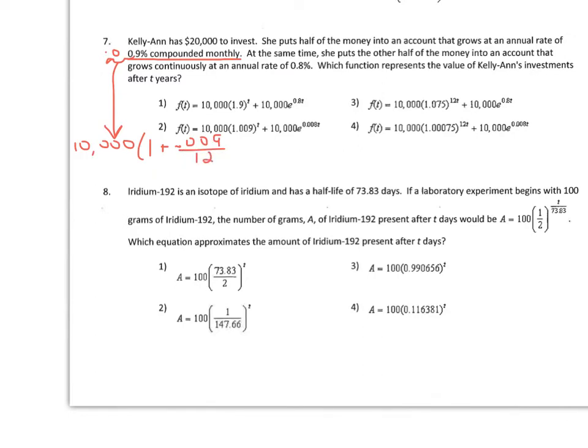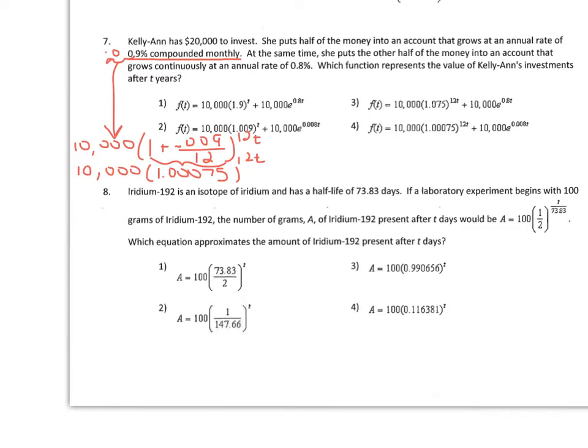Okay, there's 12 months in a year, and that would be raised to the 12t power. So let's see, we have 10,000 times, now if you plug all of this into your calculator, you get 1.00075 to the 12t power. So that's what she's doing with half of her money.